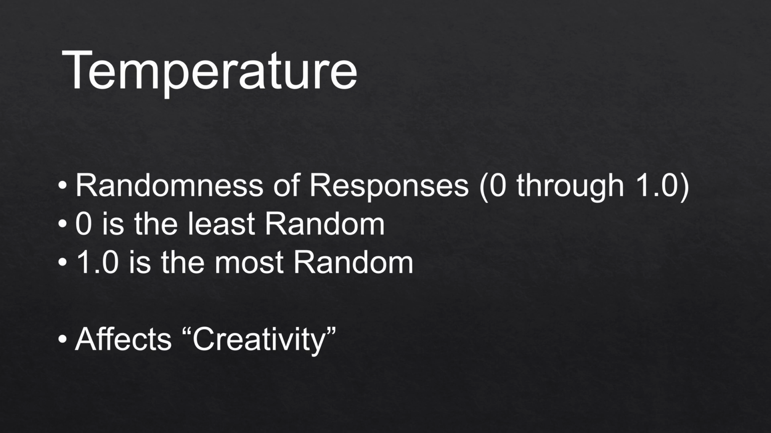The temperature parameter introduces randomness into the responses. Its value can be 0 through 1.0, where 0 is the least random and 1.0 is the most random. This can affect the creativity of the answers.